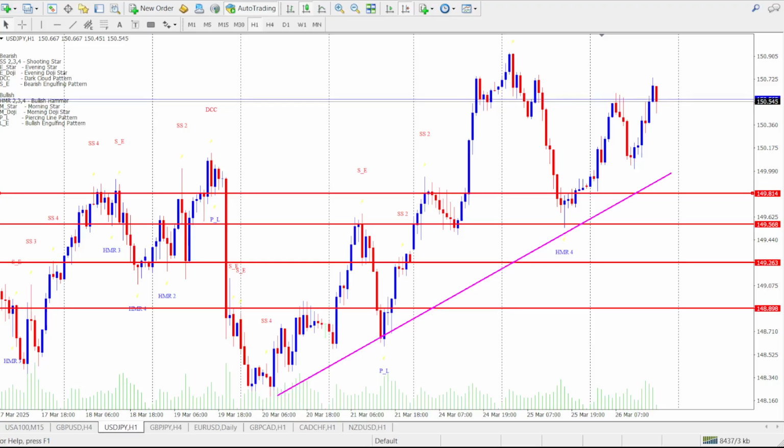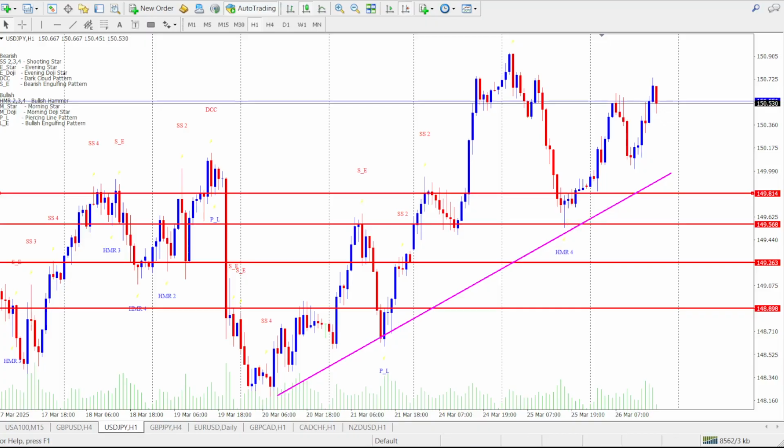Okay, and the indicator provides good signals. Well, it does not provide 100% accurate signals because it's not foolproof. There is no indicator out there that is foolproof, but at least the indicator provides some good signals because we can see it identifies candlestick patterns. You can see here it identifies HMR4. What does HMR4 represent? Bullish hammer.